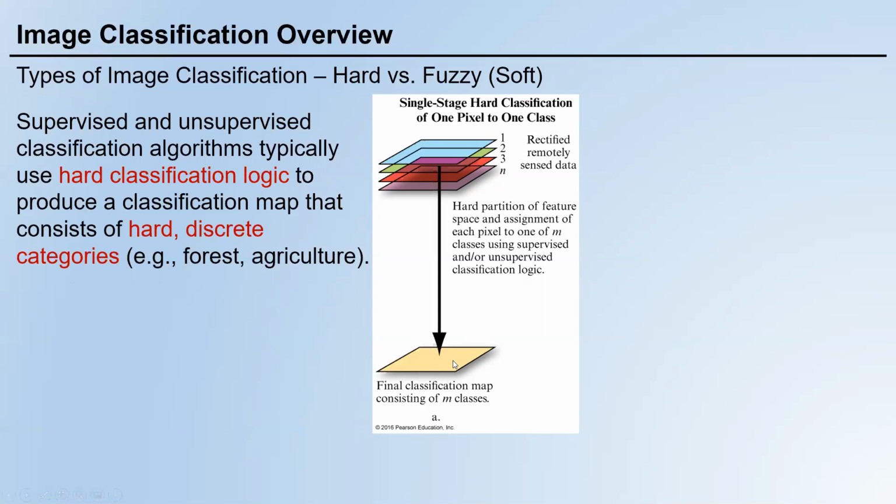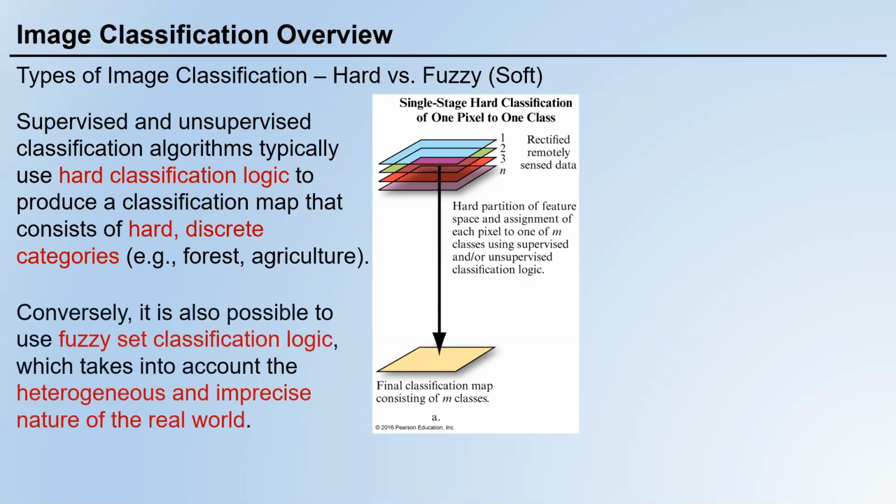But each pixel has a settled fixed value for a specific class: forest, agriculture, water body, that's it. It's for sure. But what is fuzzy classification? Conversely, it is also possible to use fuzzy set classification logic, which takes into account the heterogeneous and imprecise nature of the real world. It means that what?